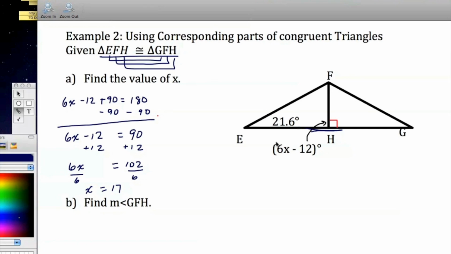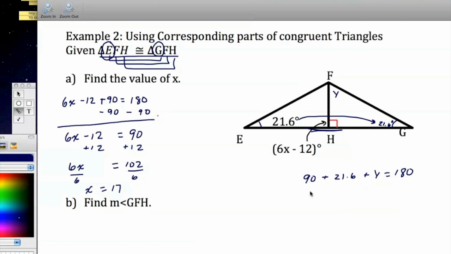Okay? Now, I want to find the measure of GFH. Well, let's think about this for a second, guys. If E and G are the same, here's what this means. They're the same. So really, that means that this one is also 21.6 degrees. Well, all three angles of a triangle add up to 180, so I've got 90 plus 21.6 plus this angle F here, I'm going to call it Y. That's going to be equal to 180.